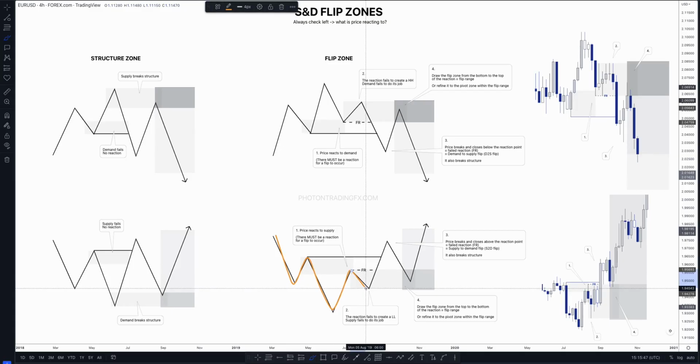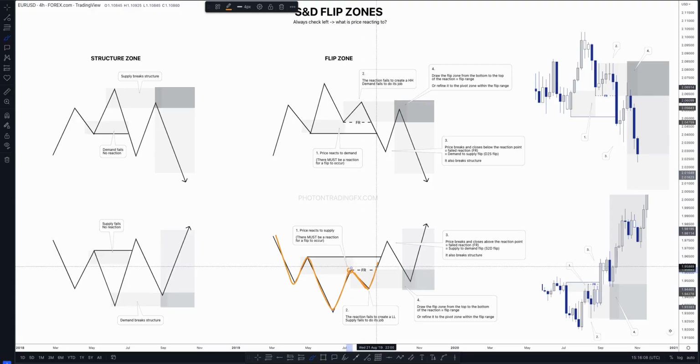And remember, there must be a reaction for there to be a valid flip. If price just goes straight up through, then there's no flip here. We need to see a reaction. So there is a reaction, which means there should be some supply within there. But that reaction fails to do its job. It fails to form a lower low. And then price breaks up and closes above the top of the reaction line.